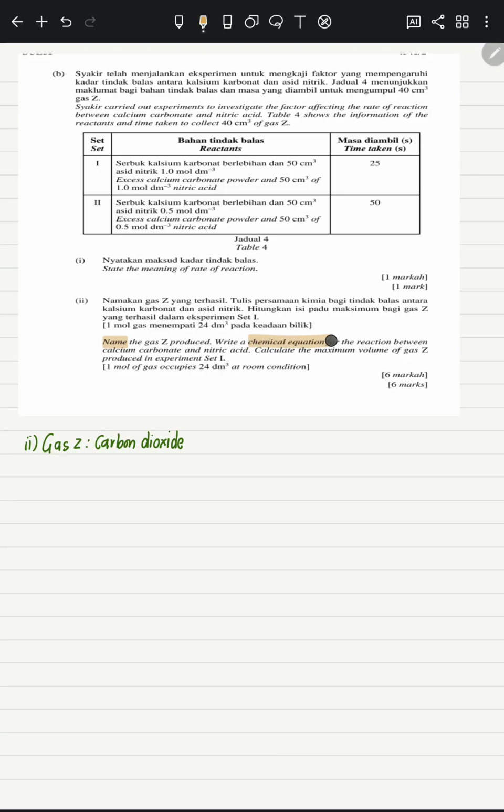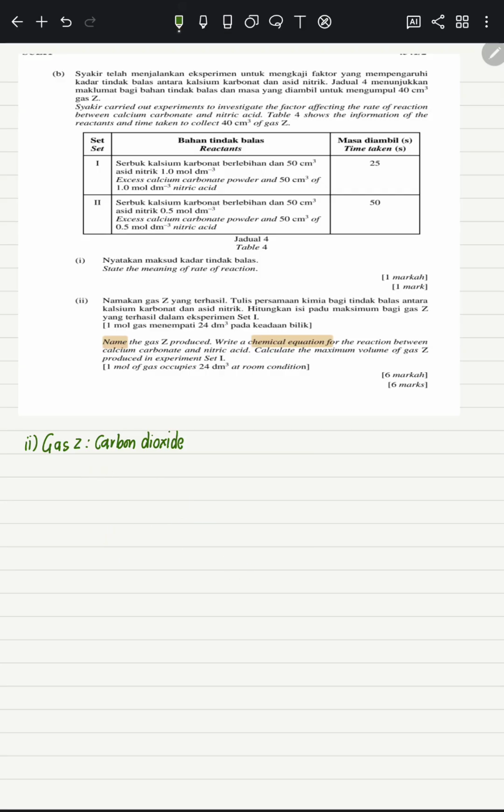And then, write a chemical equation for the reaction between calcium carbonate and nitric acid. I'm going to teach you. Calcium carbonate is basically Ca2+, and carbonate is CO3 2-. When you do the cross, you can cut the charge. Why? Because the charge is the same value, 2 positive and 2 negative. One is positive, another one is negative. You can only cut if they are the same number with different charge. So you have CaCO3, and then nitric acid is HNO3. So this is your reactant.